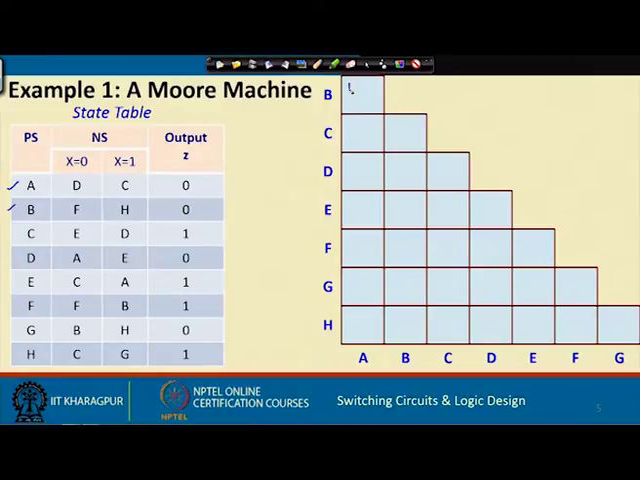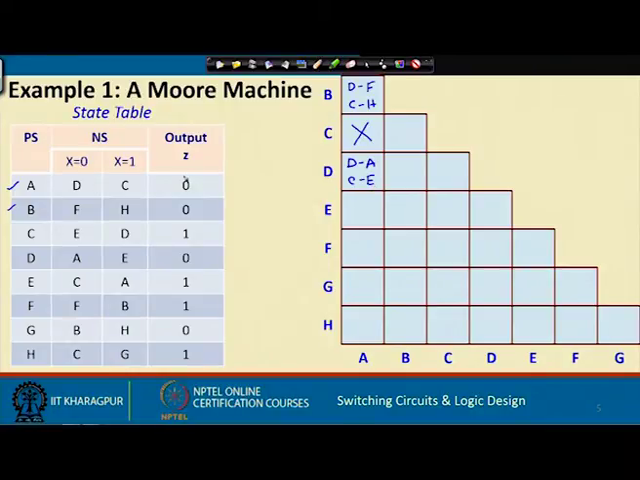So, we can write D F, C H. Between A and C, you see the outputs are different, 0 and 1. So, straight away you can write a cross here, they are not equivalent. Then A and D, the outputs are the same, but the next states are D A, C E. These are the implied pairs.